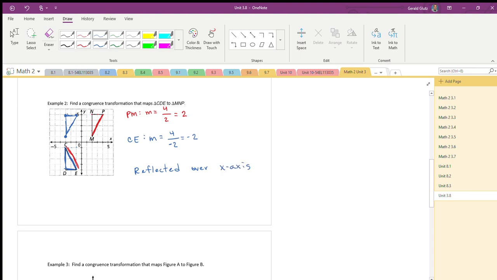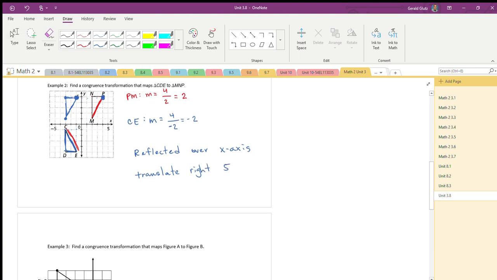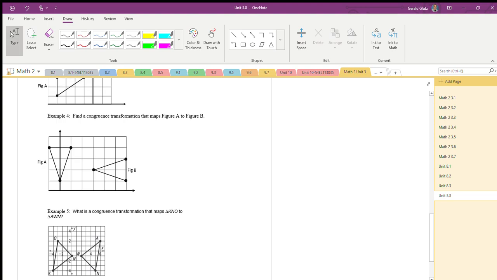But my goal is to get this shape to fit right in this spot, so I still need to move it over. Even now it's the same shape, so I can just move it. So if I look at the farthest right point, I need to put that where P is. So how far right do I need to move that? So 1, 2, 3, 4, 5. So translate right 5. So I'll do one more example of this.